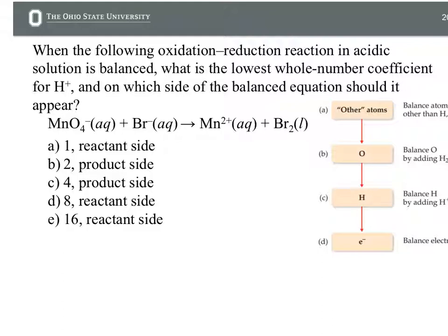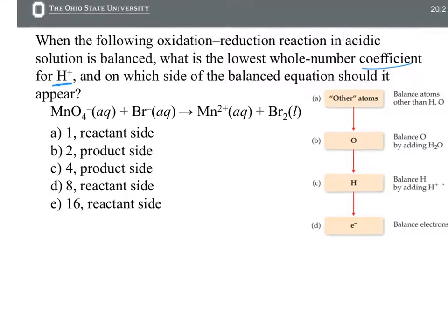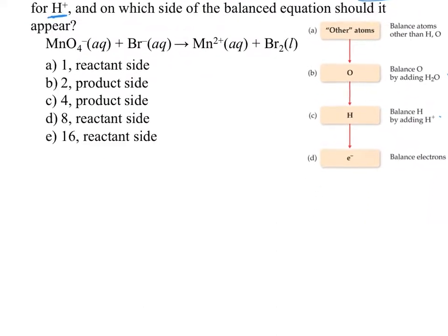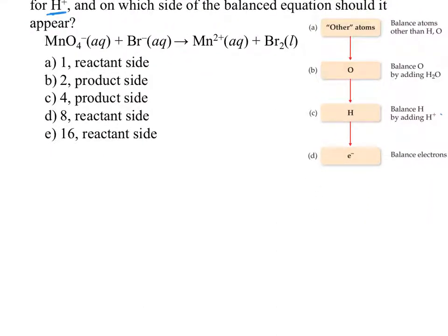Basically this question is asking you to balance the equation and then figure out the coefficient in front of the hydrogen ion once it's balanced. This is a great multiple choice type question, okay? So we'll go through our steps based on the last slide. I'm just gonna go ahead and do that. Is everyone okay with that? So we're gonna balance first, then we'll answer the question.